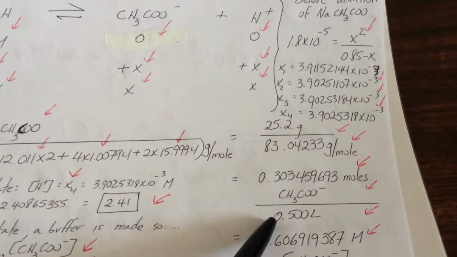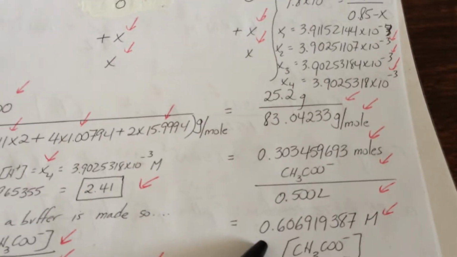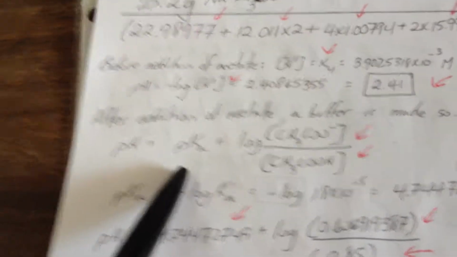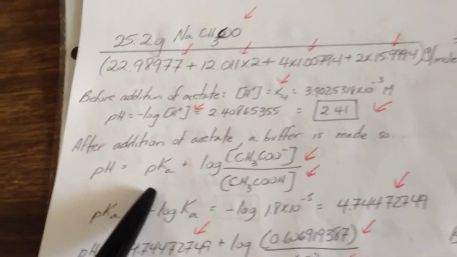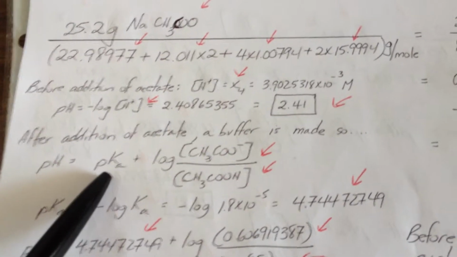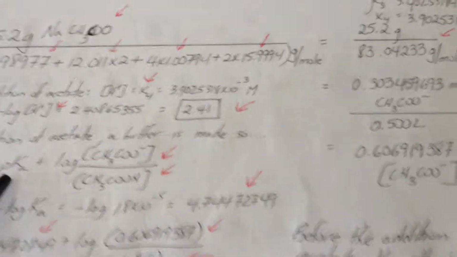It's in a 500 ml solution, which is half a liter, so the concentration turns out to be 0.606 for the acetate anion. And then what we do is we use the Henderson-Hasselbalch equation to calculate the pH. We have to find out pKa using the value of Ka, which is 1.8 times 10 to the minus 5.